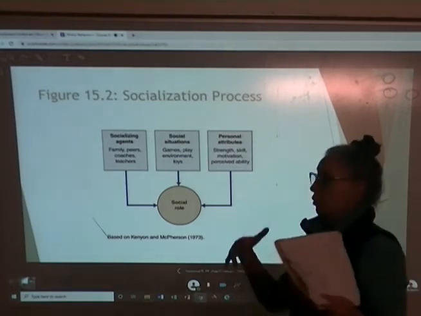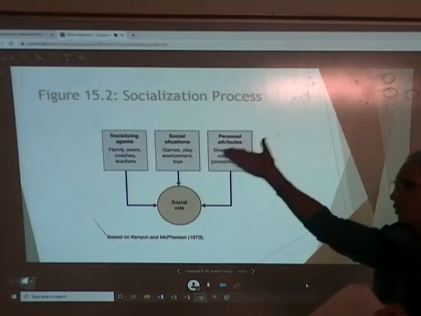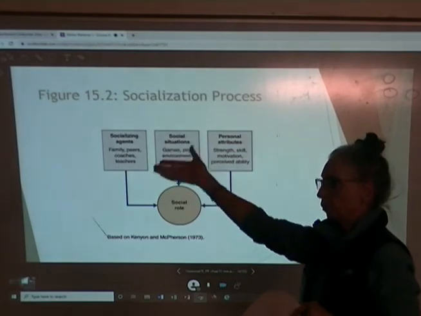Then we've got our social situations. Our social situations are the places that we go to socialize with others. So that could be at school or on the playground. It could be down at the park after school or at the weekend.